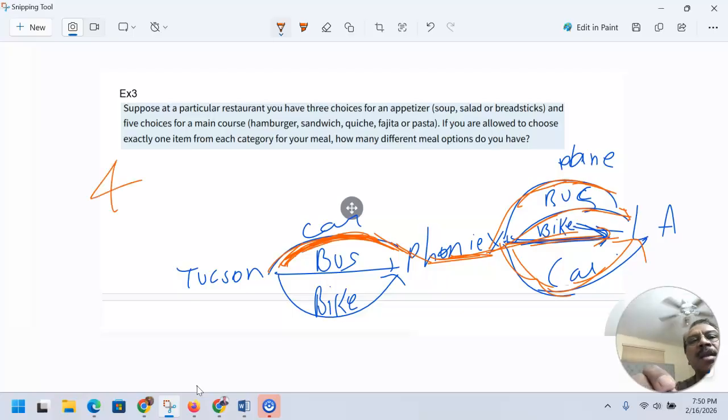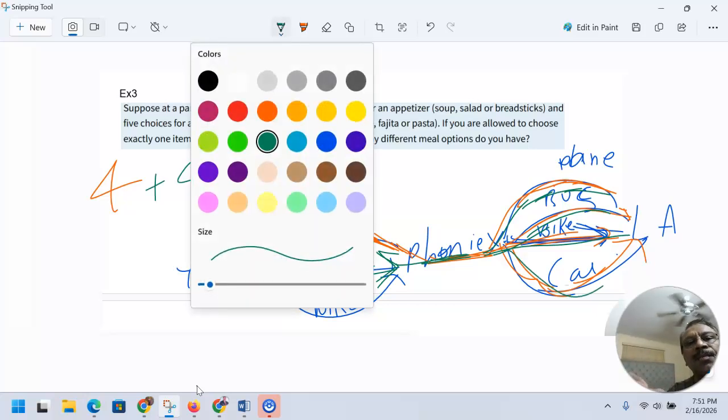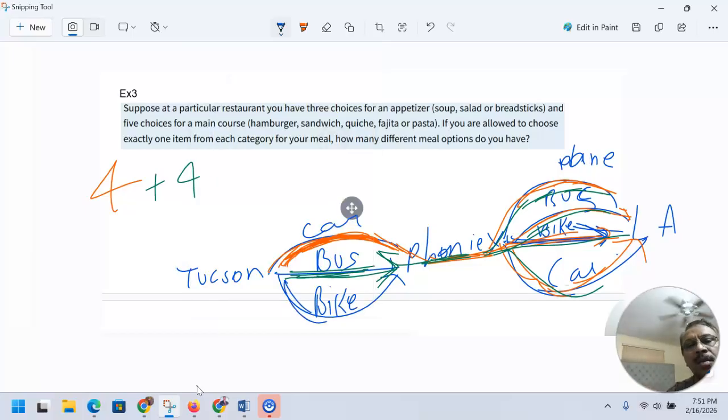Then again, instead of car, if you had to go from Tucson to Phoenix by bus, then you can go again. You have four options: one, two, three, and four. So that is another four, right? And last, I'll put another color here to show the blue color. So this is the blue one, bike.